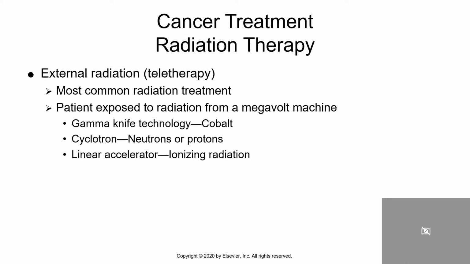The external radiation, again, is the most common radiation treatment. Patients are exposed to radiation from a megavolt machine, and there's different types: gamma knife technology, cyclotron, linear accelerator. I'm not going to ask you to name a type of a radiation machine. I just want you to have seen these words before.